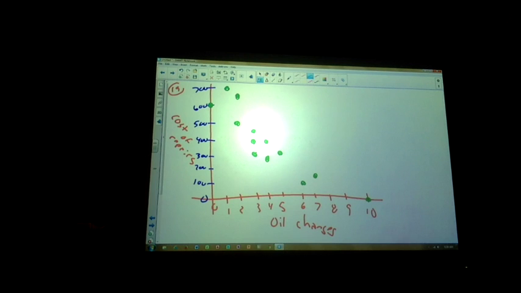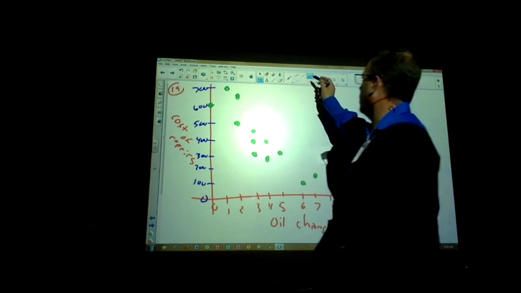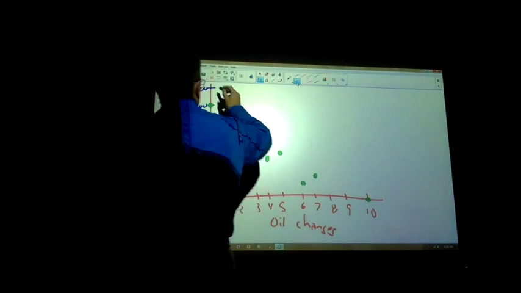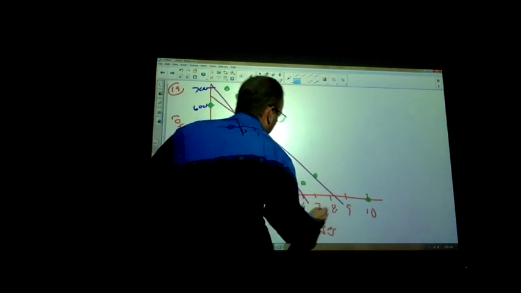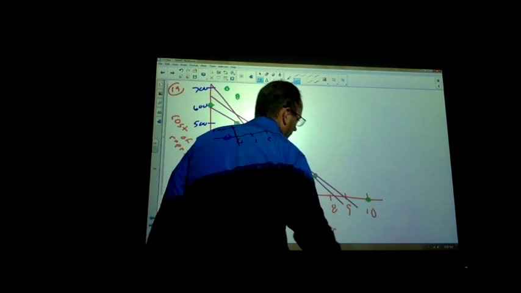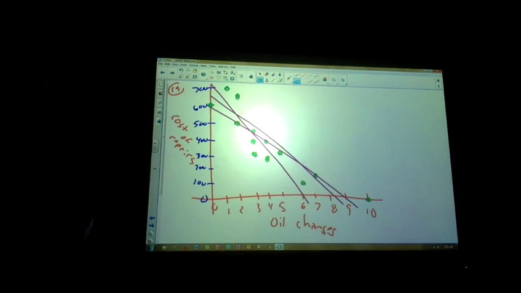It looks like it has a negative correlation. The more oil changes I get per year, the less I'm going to have to pay for my car. You do a line of best fit, something like that, okay? Which is the one that's going to work best for you? I have no idea.